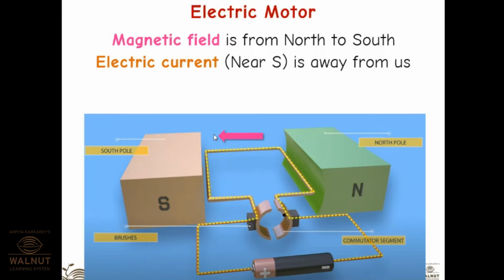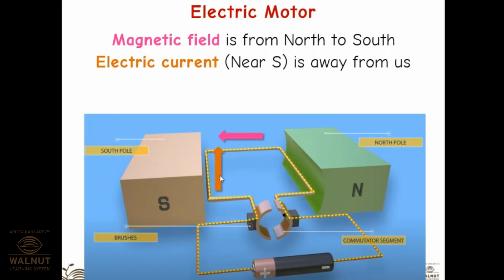You can reverse the polarity of the magnet, not a problem. Only the rotation direction will change. Okay, this is how the current is flowing. Do you agree? Magnetic field is from north to south. Electric current is in this direction, which is shown with the orange color arrow. Yes, is this clear? Or any doubt?